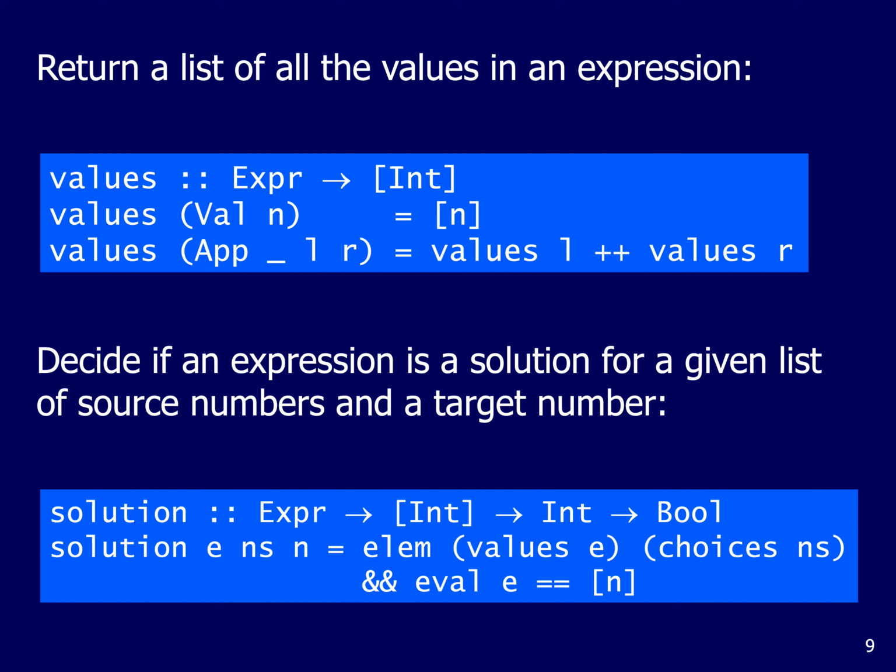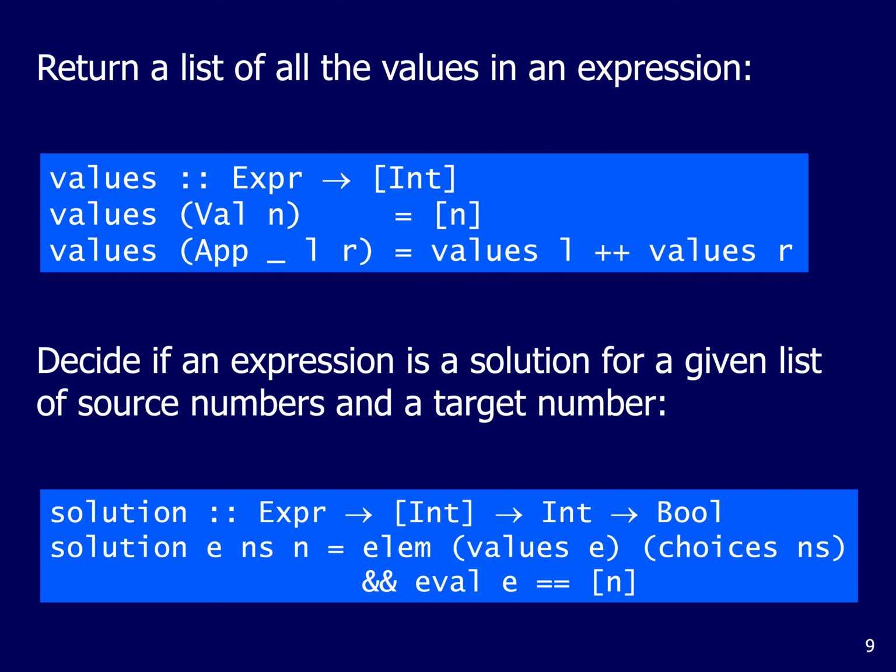The first thing it's going to check is that the values in the expression are actually selected from the choices. So what does this mean in terms of the code here? I'm first of all applying the values function to extract the list of underlying values which appear in the expression. So that will give me a list of integers. Then on the right hand side, I'm applying the choices function to give me all possible ways of selecting zero or more numbers from the six numbers which I'm given. And then I'm applying a library function called elem, and it simply checks if a particular thing appears anywhere in a list of things.